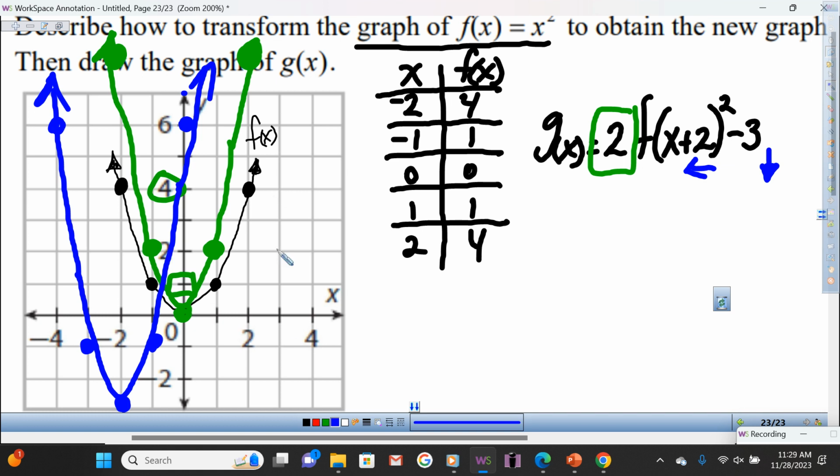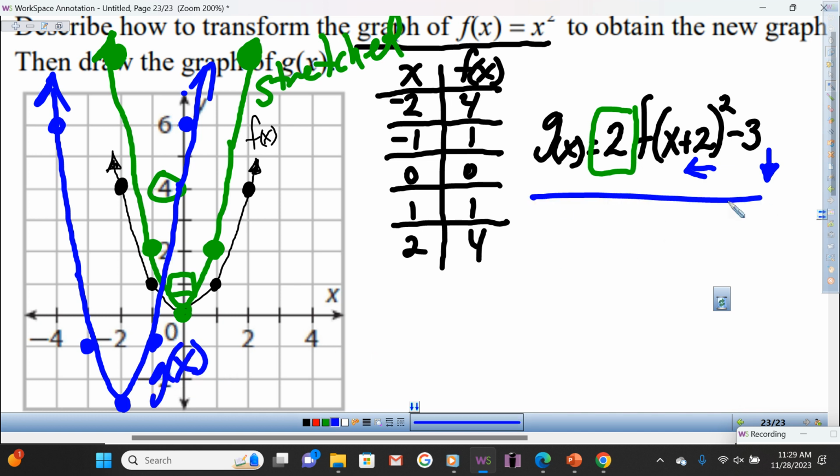So by looking at it, how many graphs am I going to see on your coordinate plane? 3 of them. The original f of x, one that is stretched, and the last one, which is our g of x. That's our final one after we move it.